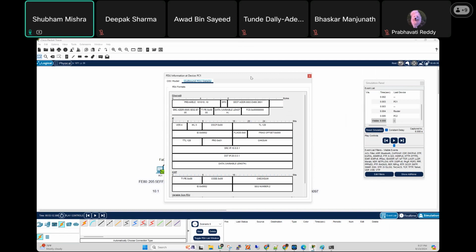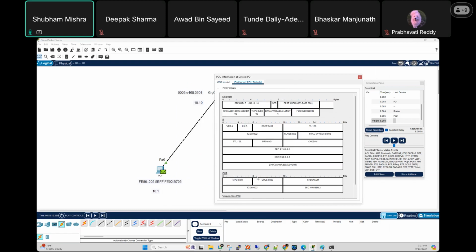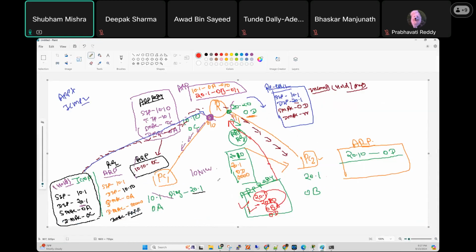Yes. Okay. Now again, PC number 1 is sending the ICMP packet. In the ICMP packet, what is the source IP address? 10.1. What is the destination IP address? 20.1. What is the source MAC address? The source MAC address is B705. It means this is the PC number 1 MAC address. What is the destination MAC address? 3601. It means this is the default gateway MAC address. Yes or no? Yes.